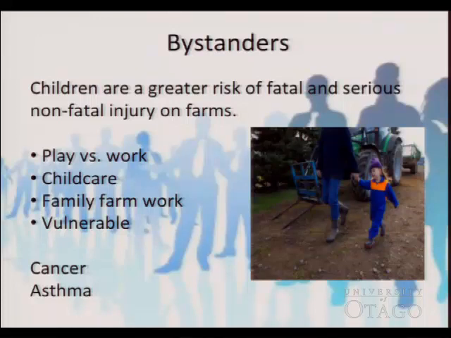Also, family farm work is quite a strong tradition in New Zealand, and children are actually introduced to farm tasks very early in their life. And they may not necessarily have the physical or even the cognitive capability to do those tasks. And that makes them quite vulnerable. Overall, they're quite a vulnerable population.